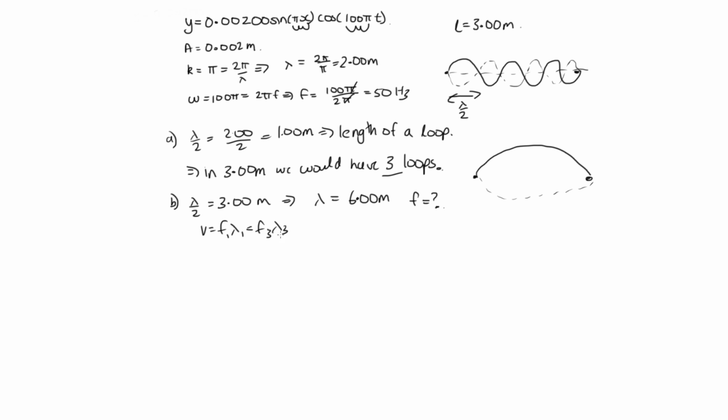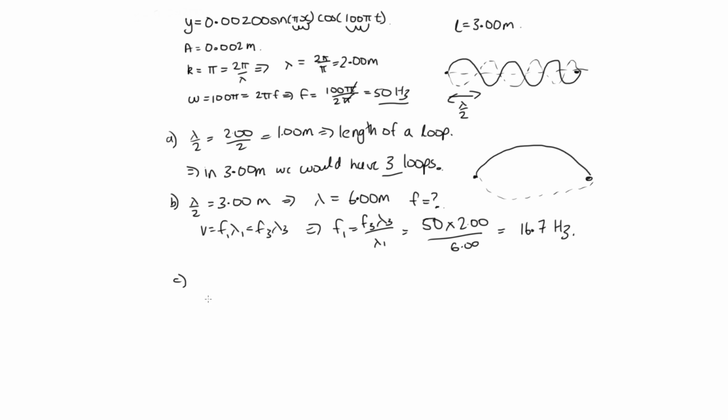And we know what these things are, and what we're trying to find is f1. So we can rearrange this. We've got f1 is equal to f3 λ3 over λ1. Now f3, we worked that out up here. It was 50 hertz. We worked out that λ3 up here was equal to 2 meters. And λ1, that's the wavelength of our fundamental frequency, is equal to 6. So we can now solve this, and we end up with 50 over 3, which is 16.7 hertz.